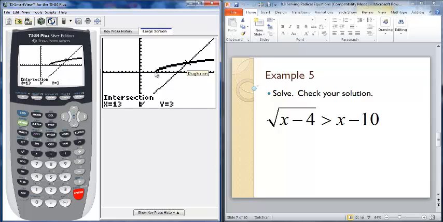So I know from this point all the way to here, I see the radical function is larger, has greater y values than the line. And so by looking at the graph, that confirms my domain that I found as well as the solution where the two lines cross.